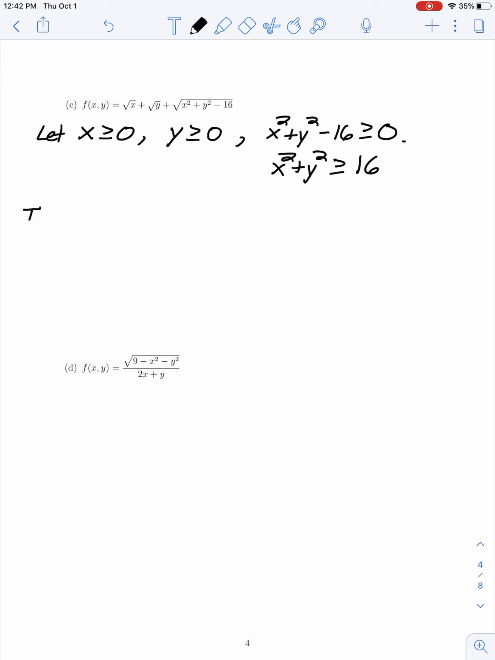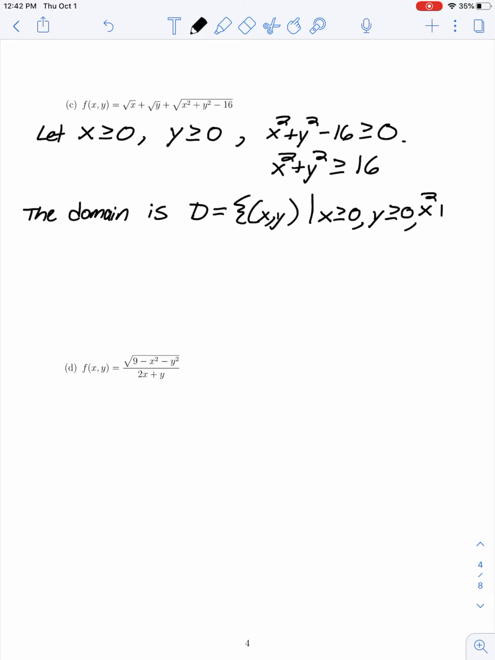So here, the domain would be the set of all points D in the xy plane, such that these three inequalities hold. That is, x must be non-negative, y must be non-negative, and the sum of x squared and y squared has to be at least 16.